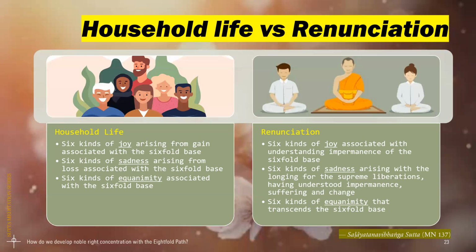So having gone through all of these, there are 36 positions, the Buddha says, that need to be understood. 18 on the household life and 18 on the side of renunciation. Now, why this is important is because of the way it's applied. The Buddha gives us a recipe, a method in order to develop noble right intention. And this is what connects us to noble right view. So that's what we're going to go through now.